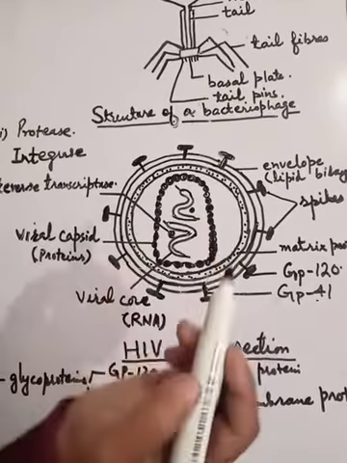Process is called as what? Reverse transcription, because you know transcription is what? Making of RNA from DNA, but when DNA that is being made from RNA, then this process is called as what? Reverse transcription.